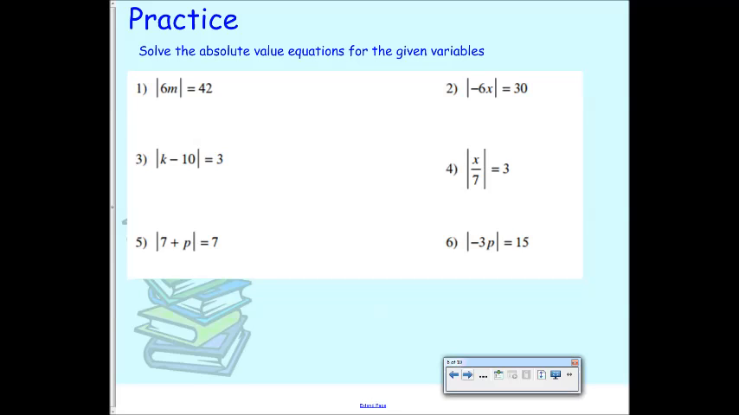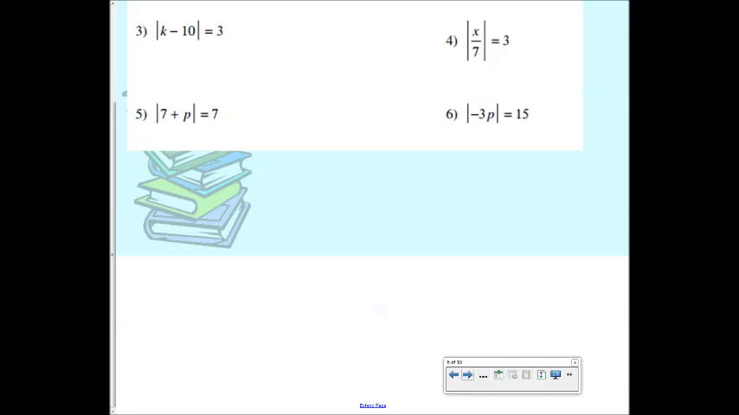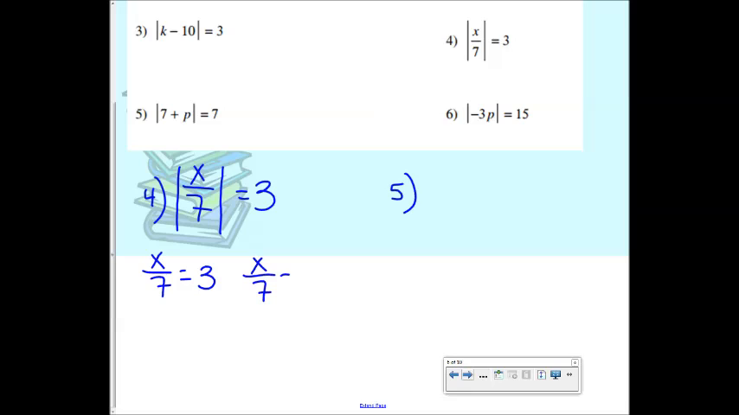Okay, so now that you've done the practice problems, let's go over a couple of them just as a review. So we're going to go over number 4, and we're going to go over number 5. So number 4 says absolute value of x over 7 equals 3. So what are my two equations that I'm going to end up with when I eliminate those absolute value symbols? I have x over 7 equals positive 3, and x over 7 equals negative 3.